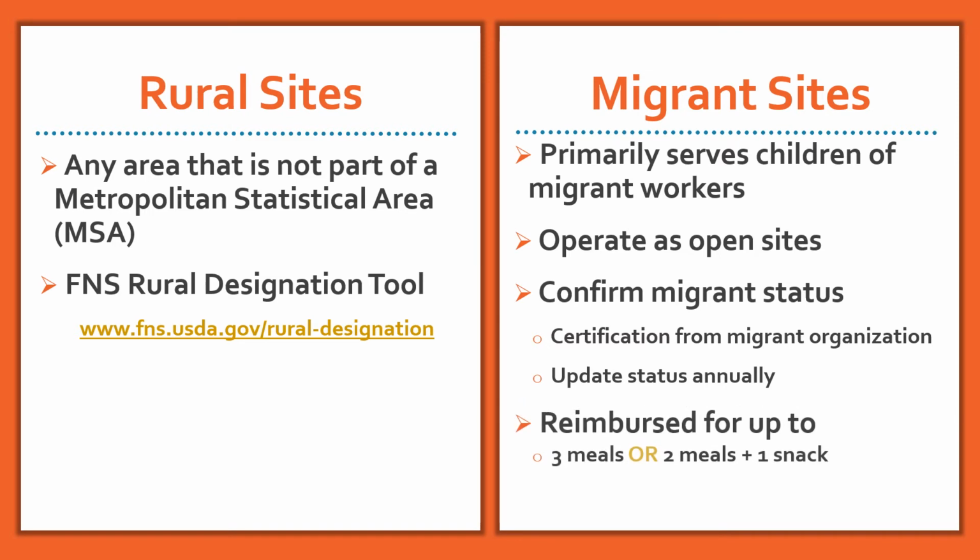With state agency approval, migrant sites may claim reimbursement for serving up to 3 meals or 2 meals and 1 snack each day. Contact your state agency to be put in contact with your local migrant center.